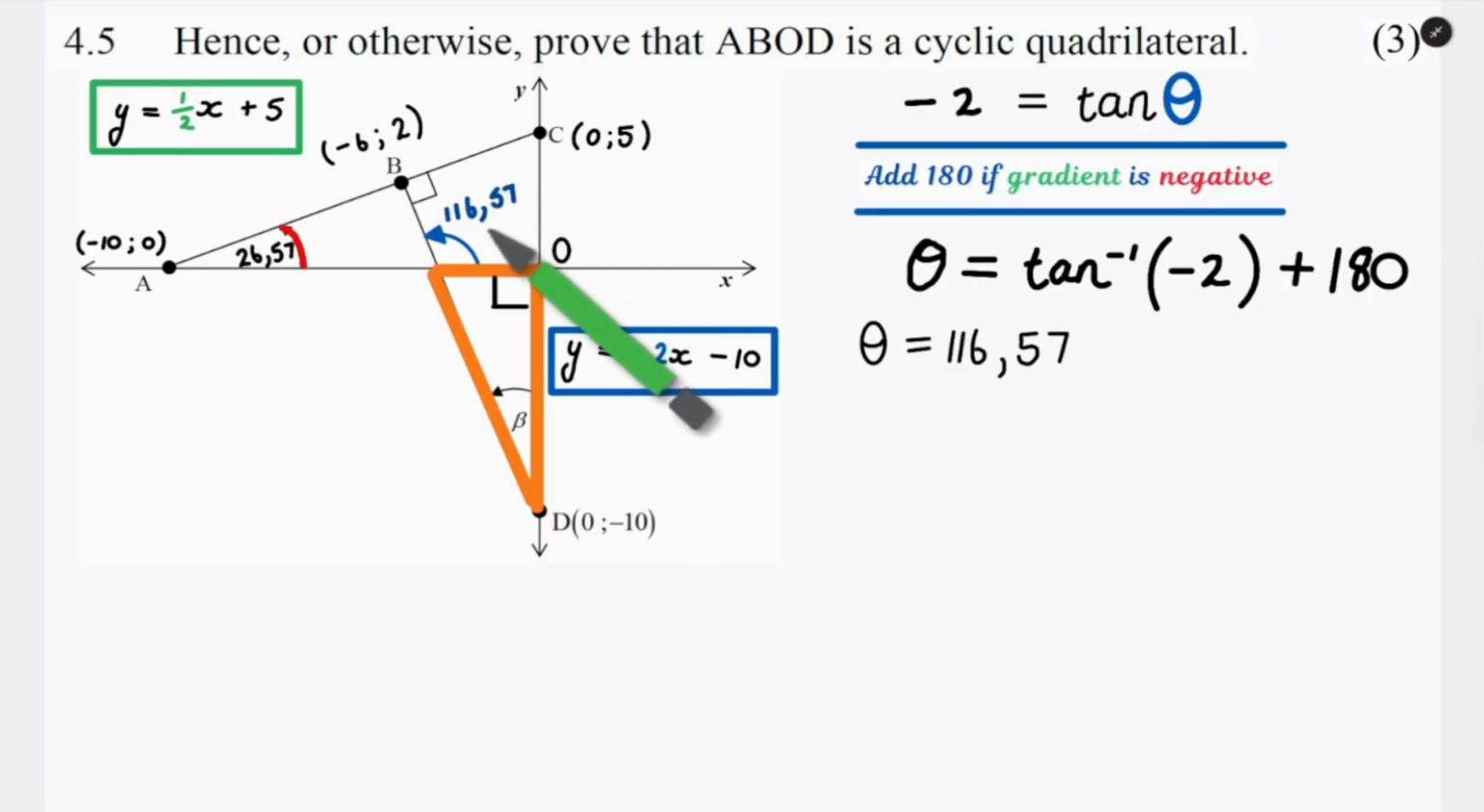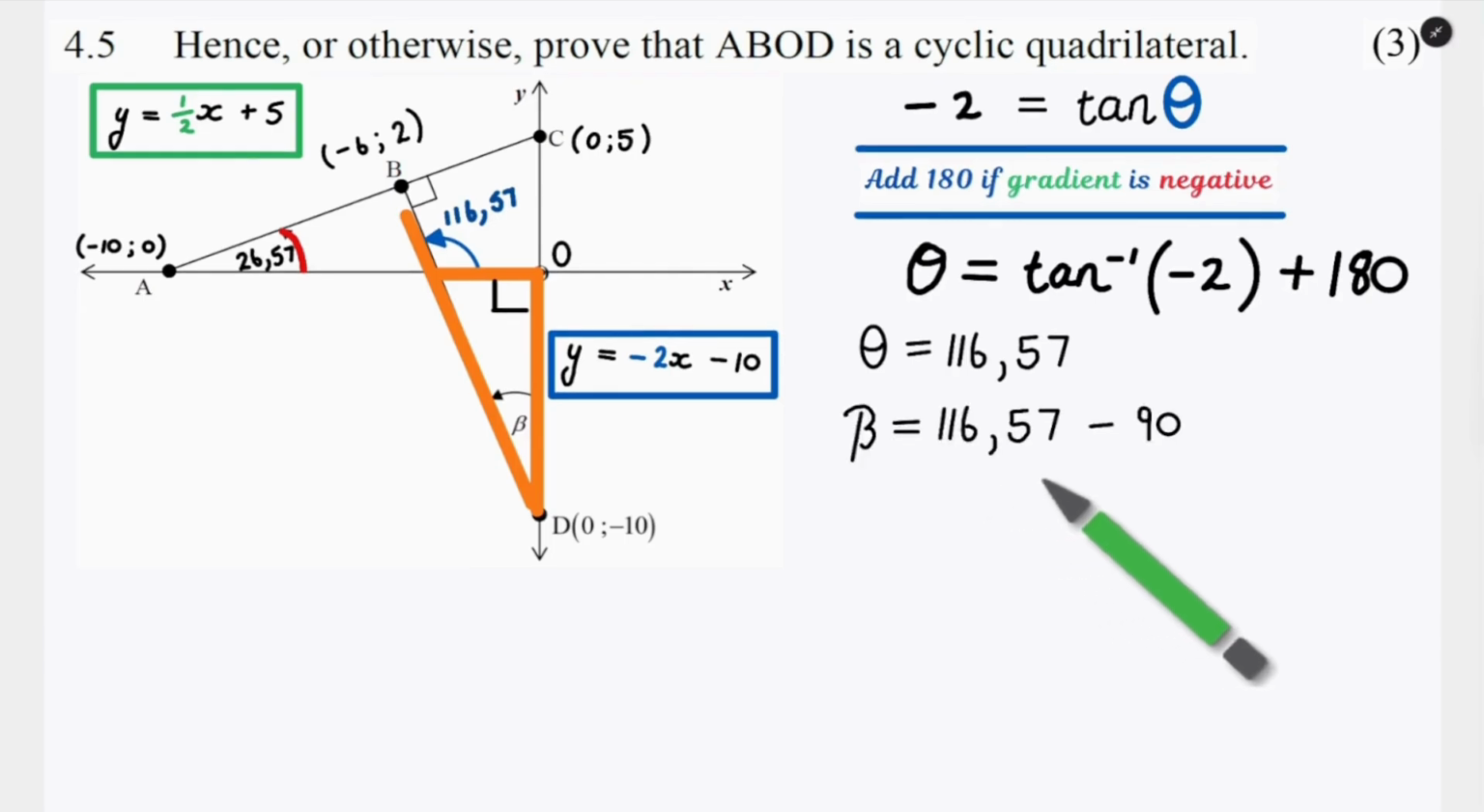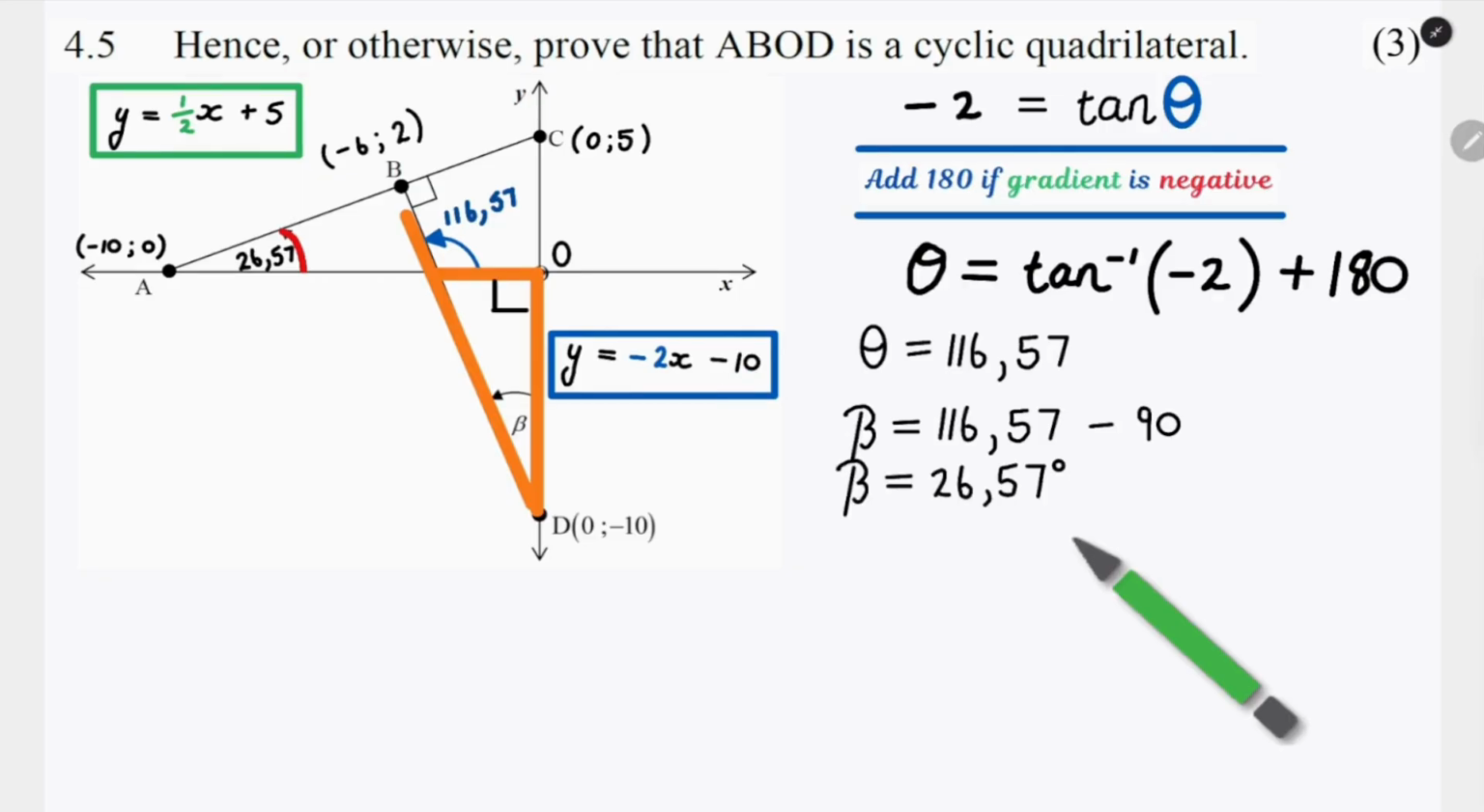And then this angle over here, if I just had to extend this line of the orange triangle, we can a bit more clearly see that this 116,57 is an exterior angle of this orange triangle. And basically, to get an exterior angle, you add together the two opposite interior angles. So 90 plus beta will equal this 116,57. So it stands to reason that beta will be equal to 116,57 minus 90. And if we just pop that into the calculator, we will get the exact same size as alpha, which is exactly what we were expecting, 26,57.